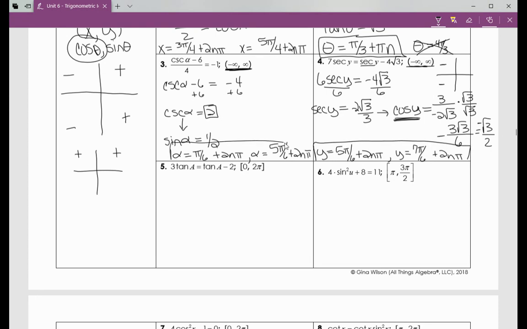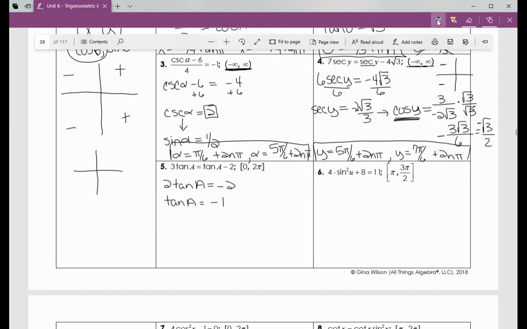Okay, so we've done some with the unlimited rotations. Now we have some limited or defined intervals. So all of our answers have to fall on our unit circle between these two angle measures. So in the first one, we're going to isolate tangent. So that would be 2 tangent A equals negative 2. Divide both sides by 2. And that gives you negative 1. So I'm going to go to my unit circle. I'm going to identify the two quadrants that I need to look in from 0 to 2 pi.